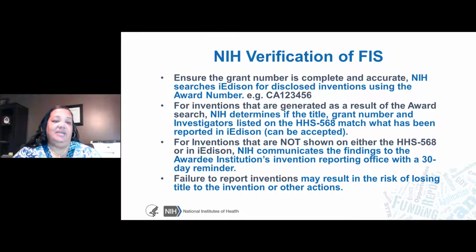NIH verification. NIH searches iEdison for disclosed inventions using the grant award number. Please ensure the grant number is complete and accurate. For inventions that are generated as a result of the award search, NIH determines if the title, grant number, and investigators listed on the 568 match what has been reported in iEdison, and this form can be accepted. For inventions that are not shown on either the 568 or in iEdison, NIH communicates the findings to the institution's Invention Reporting Office with a 30-day reminder. Failure to report inventions may result in the risk of losing title to the invention or other actions.